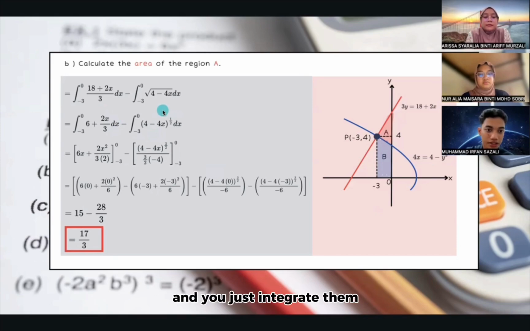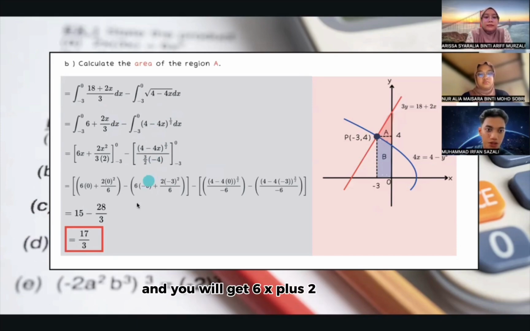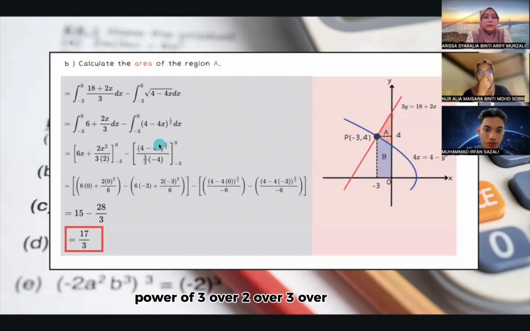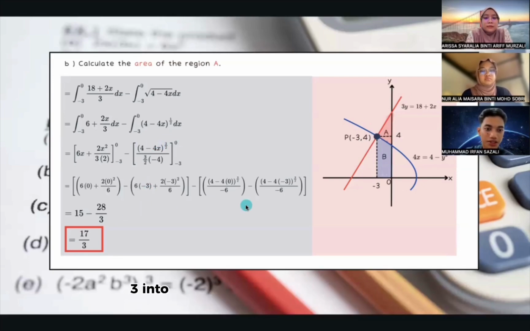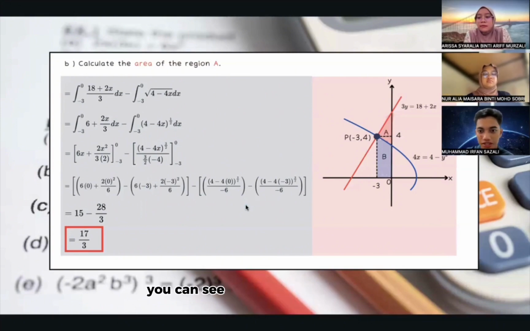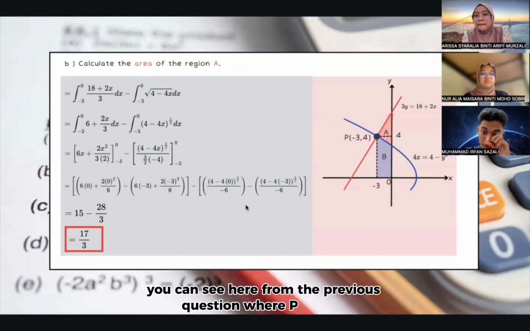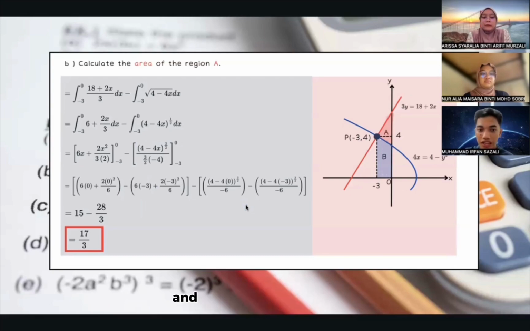And you just integrate them and you get 6x + 2x²/(3×2) minus the integral of the curve function. And then you just substitute the limit 0, 3 into the function and you get 17/3. For the limit, you can see here from the previous question where P is (-3, 4), and just substitute the limit.